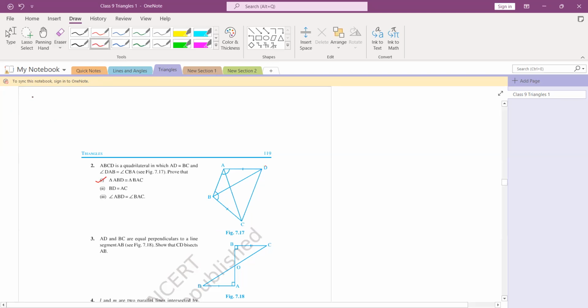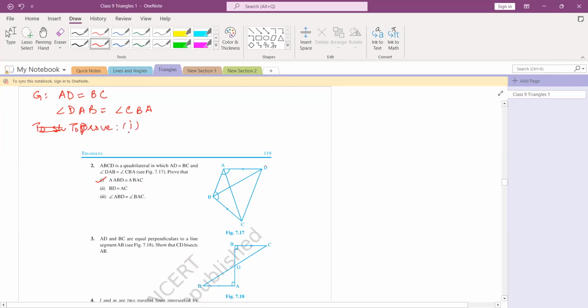Fine. So we will first write whatever is given, which makes things a bit simple. It is given that AD is equal to BC and angle DAB is equal to angle CBA. These two things are given. So to show, to prove.